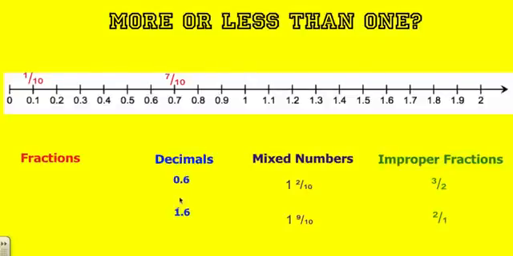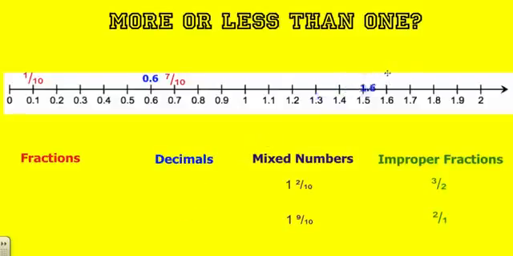Now, decimal numbers can be bigger or less than 1, or even equal to 1. So you'll notice we have two decimal numbers here, 0.6 and 1.6. Now 0.6, you'll notice that in the ones place there is a 0. Now that automatically makes this number 0.6 less than 1. It's important to remember that 0.6 is the same as 0.60. That is also less than 1.